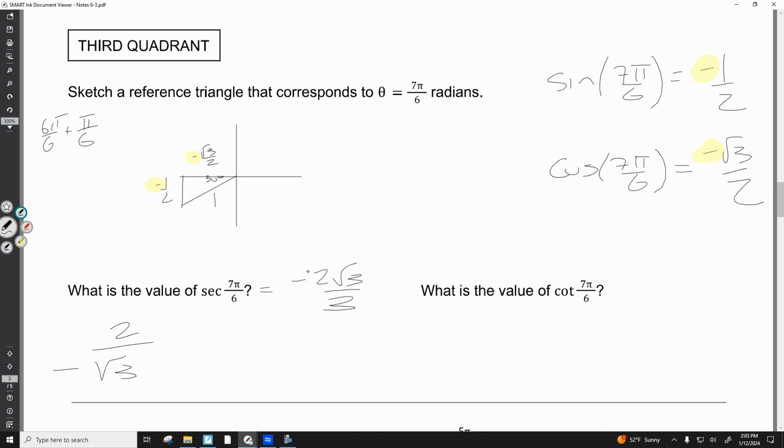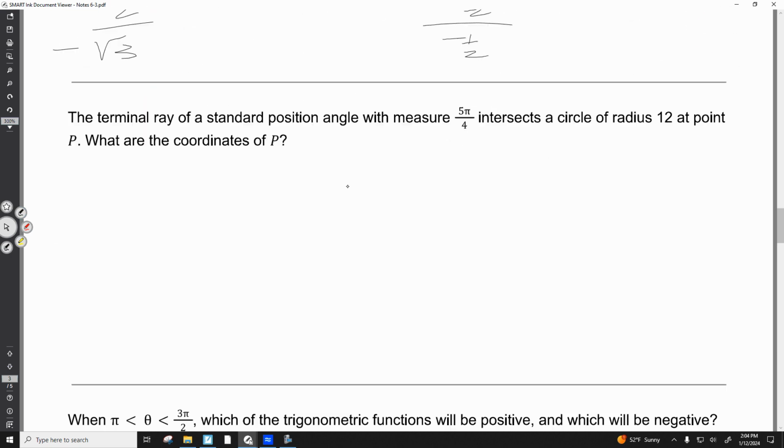Cotangent is adjacent over opposite, versus tangent, opposite over adjacent. Adjacent is √3 over 2. Opposite is -0.5. This ends up being a negative over a negative, which makes it a positive √3. Did you get that right? Great. If you didn't, that's okay. It's the first time we're trying this, and you'll make sure you know that in the future. Skip this. We'll come back to it.